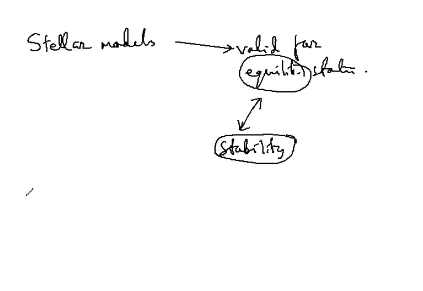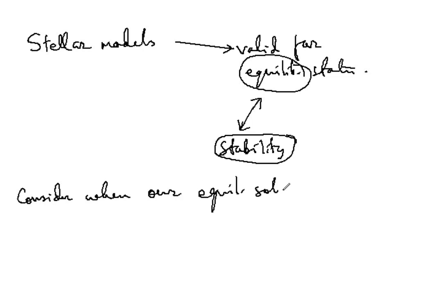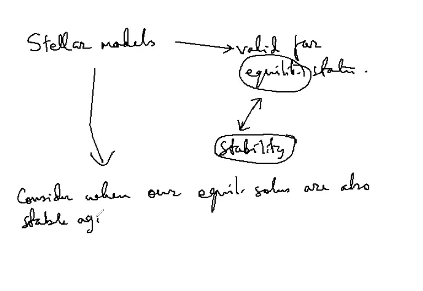So what we need to do is consider when our equilibrium solutions from the stellar models basically are also stable against small perturbations. Okay, now you see the very basic, most basic equilibrium which comes to our mind is thermal stability.